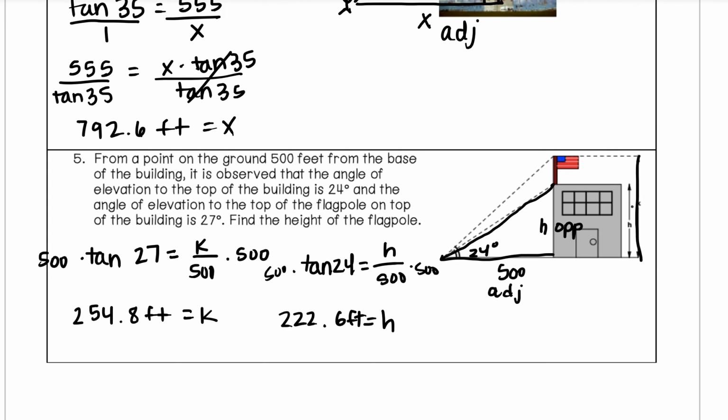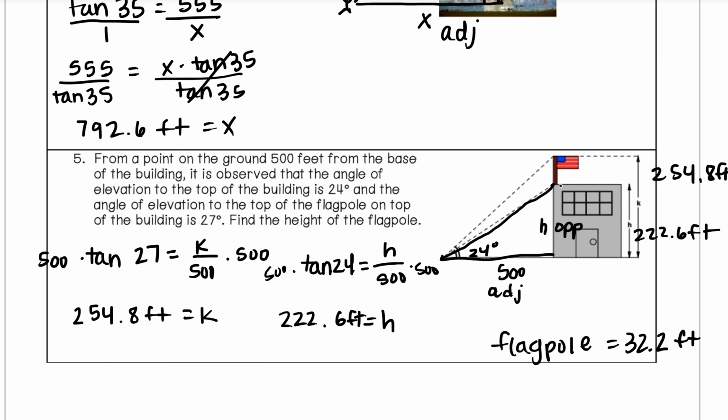So that means that this part of the building, or the height of the building, will be 222.6. But the height all the way up to the flagpole is 254.8. So if we want to find how tall is the actual flagpole, we just have to find the difference there and subtract 254.8 minus 222.6, to see that our flagpole will equal a total of 32.2, because that is the difference between the height of the building and the height of the building with the flagpole.